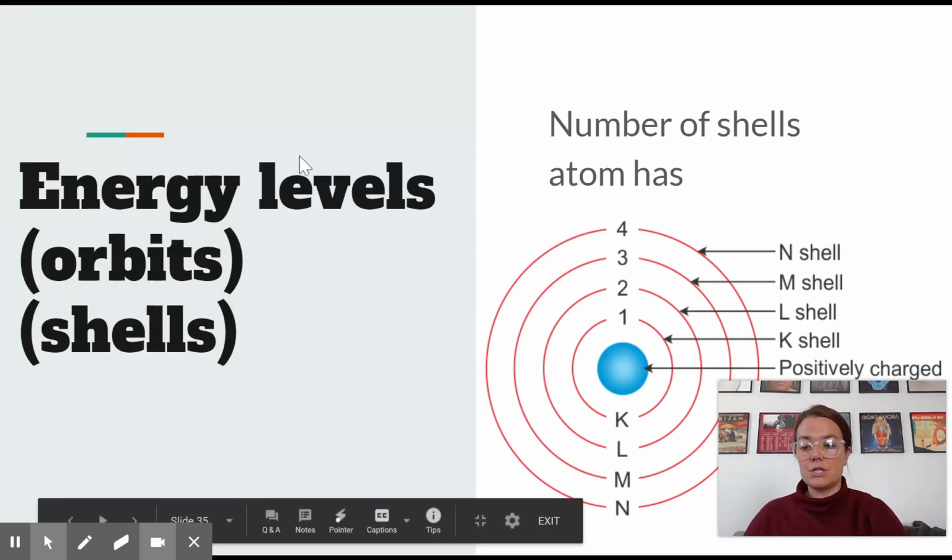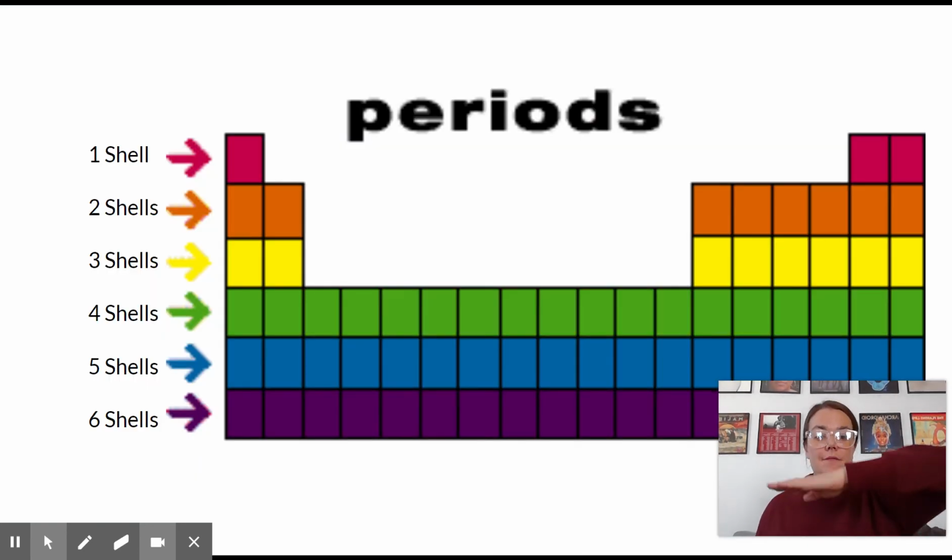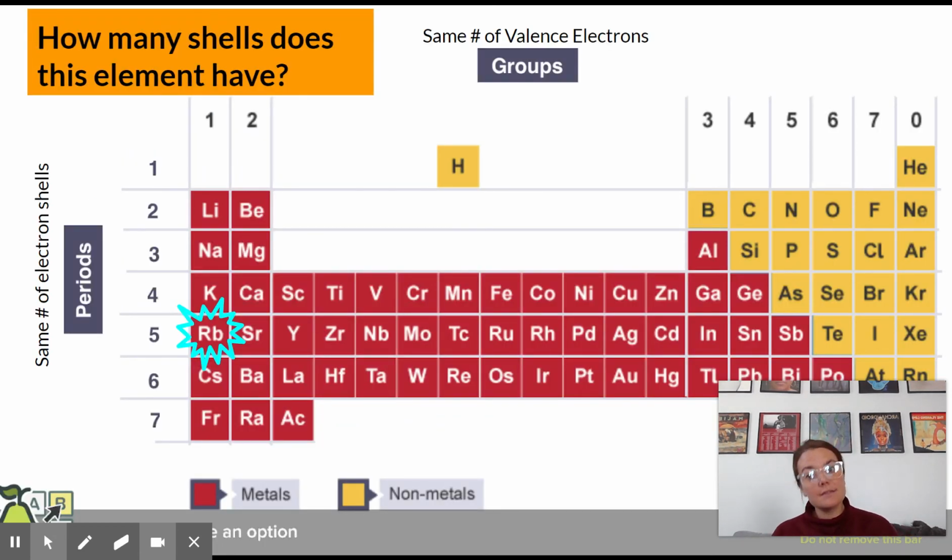Remember our electron shells, also known as levels or orbits. As you build your Bohr model, each element has an additional shell added. So the first row has 1 shell. The second row, every element has 2 shells. The third, 3, fourth, fifth, sixth. Do we get the pattern? As you go down, you add more shells. So how many shells does this rubidium have? It has 5 shells because it's in the 1, 2, 3, 4, 5th row.